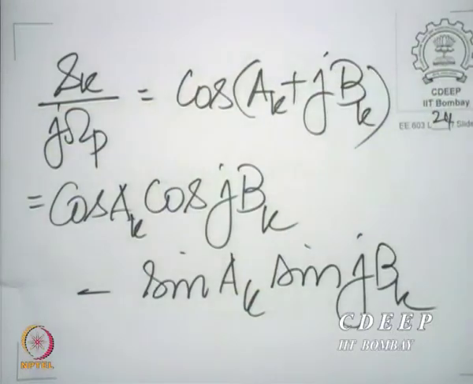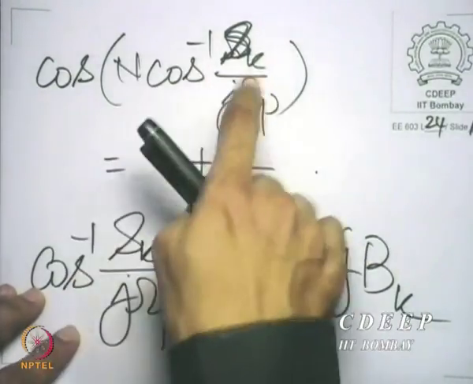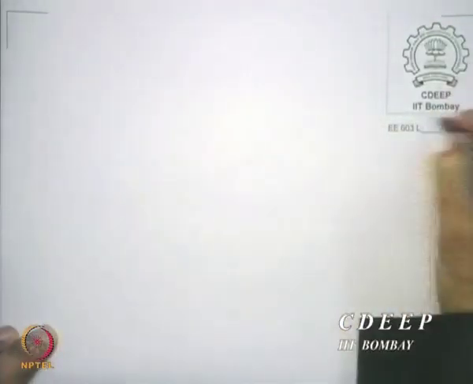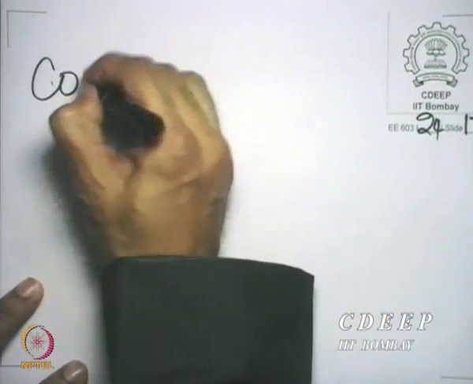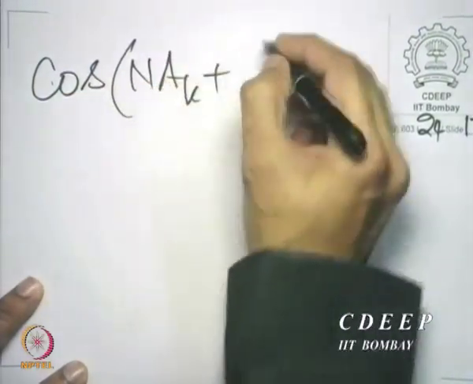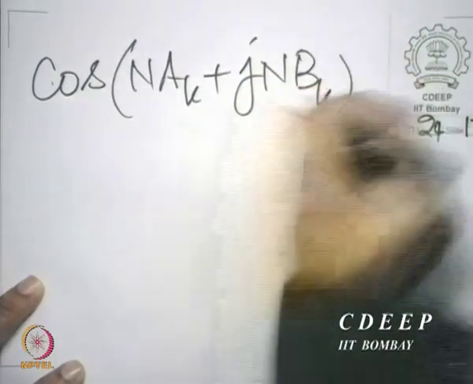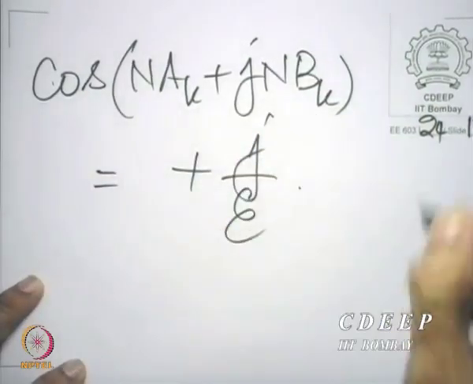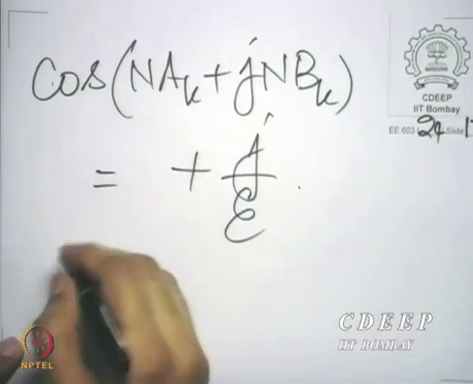So, you see S by j omega p, well, let's therefore make a correction here. Let's put back this argument. So, you have a k plus j b k here. So, let me repeat that step. So, we have cos of n times a k plus j n b k is equal to plus j by epsilon. That's correct.